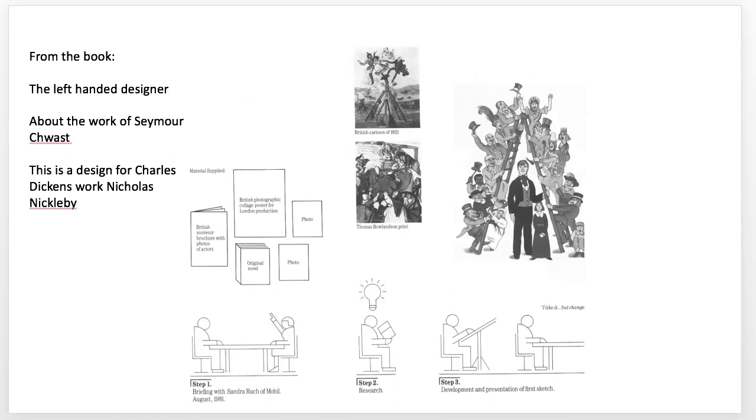This is from a book, The Left-Handed Designer. I really like this guy, Seymour Schwartz. He started a design group back in the day called Pushpin Design Group. I'm not sure if it's actually in existence anymore. I think it is, but he was doing a design for Charles Dickens' Nicholas Nickleby, right? It's a book. And he used some materials that were supplied to him. He had a briefing with a person, so it was a specific project.